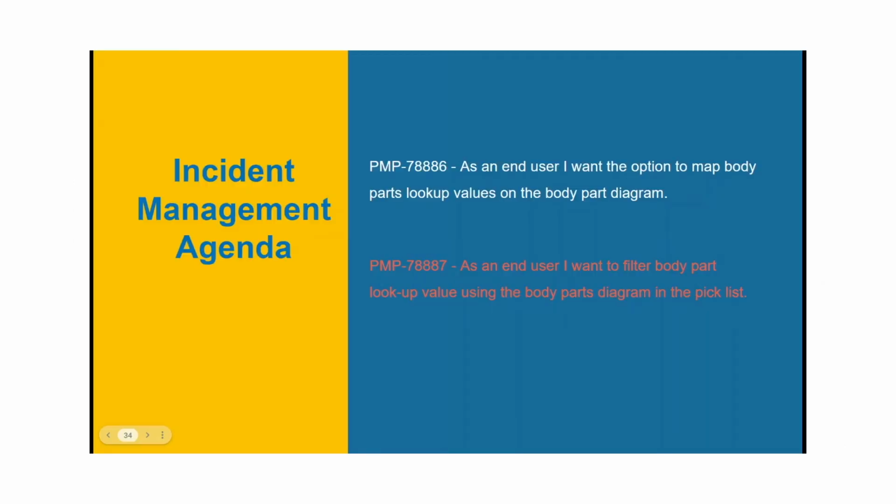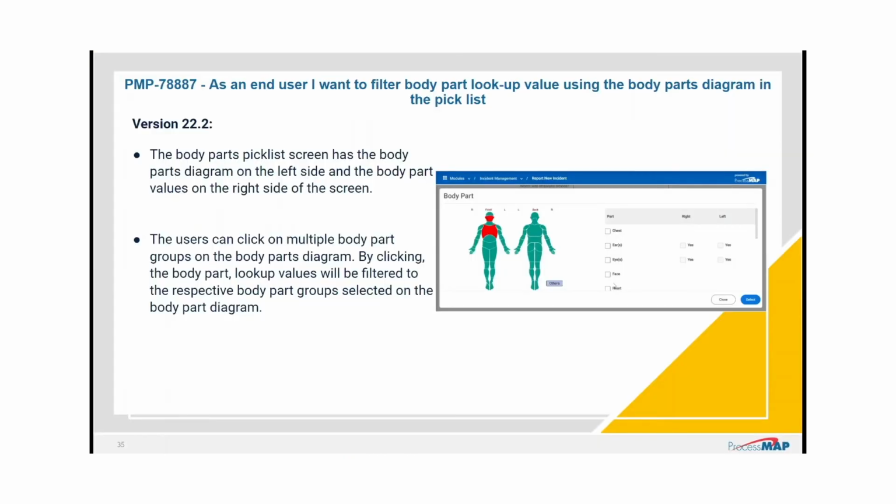Next on our agenda for incident management, we're going to take a look at, as an end user, I want to filter body part lookup value using the body parts diagram and the pick list. Let's take a look. The body part pick list screen has the body parts diagram on the left side and the body part values on the right side of the screen. The users can click on multiple body part groups on the body parts diagram. By clicking the body part, lookup values will be filtered to the respective body part groups selected on the body part diagram.